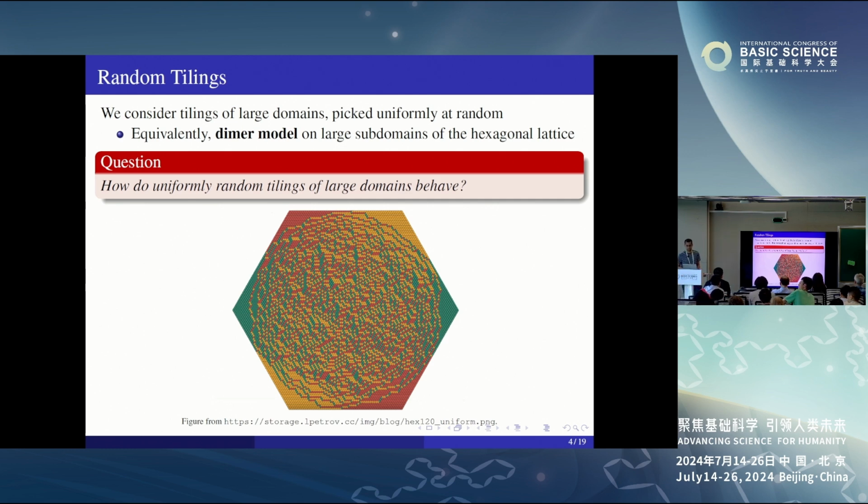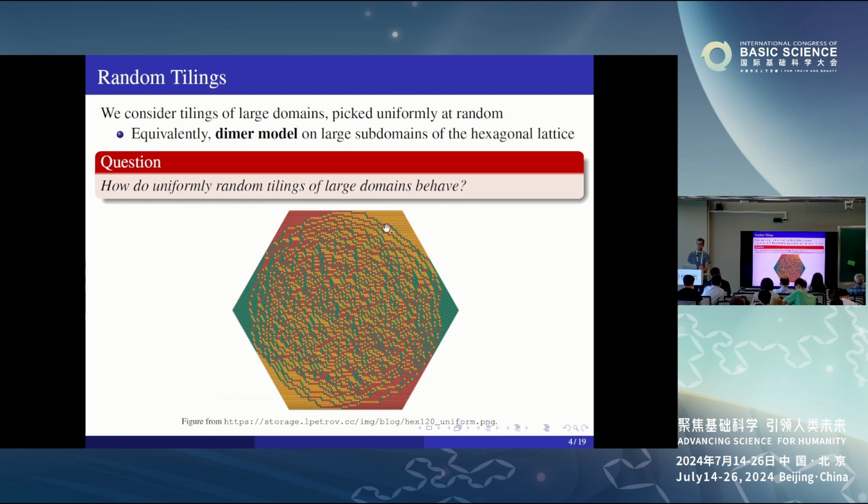And maybe the best way to get a feeling for it is to start with an example. So here is a simulation of a tiling of a fairly large hexagon, maybe of side length between 30 and 50, something like this. As you can see, a uniformly random tiling of it is picked, and it has some non-trivial structure. There's this inscribed circle, outside of which the tiling doesn't look random at all. It looks actually completely deterministic.